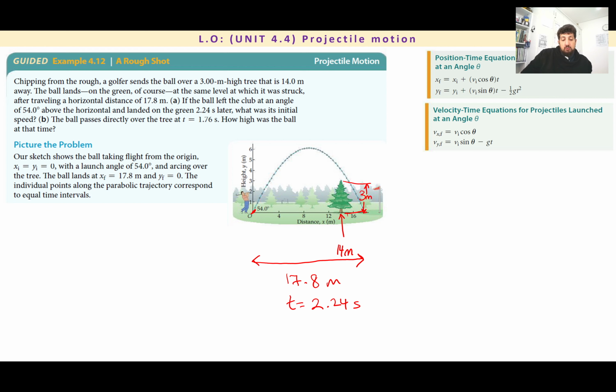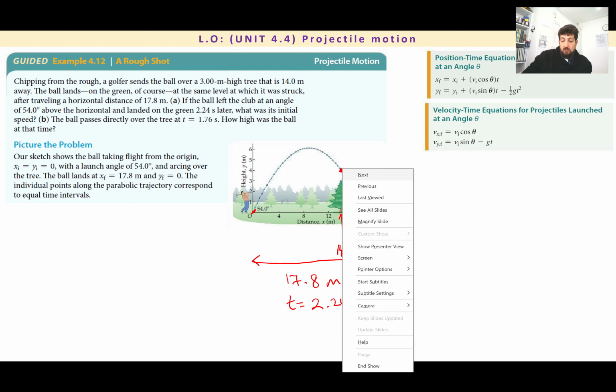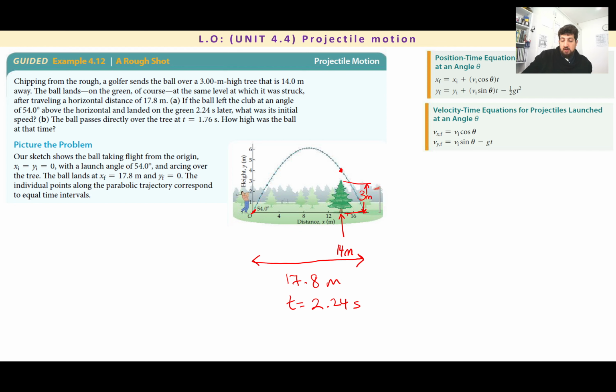Now we've got to figure it out. What was the initial speed? And B, how high was the ball at that time, when it just went above the tree? So over here, how high was the ball? And what was the initial velocity of the ball? The easiest part is working out the initial velocity.